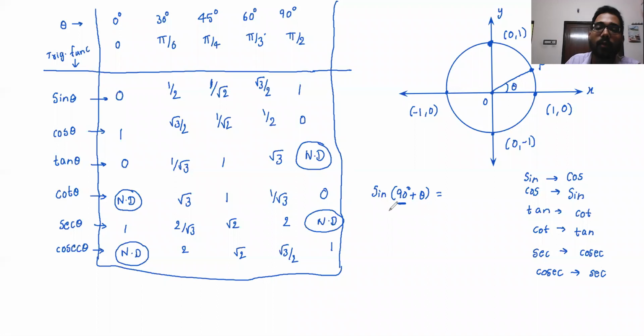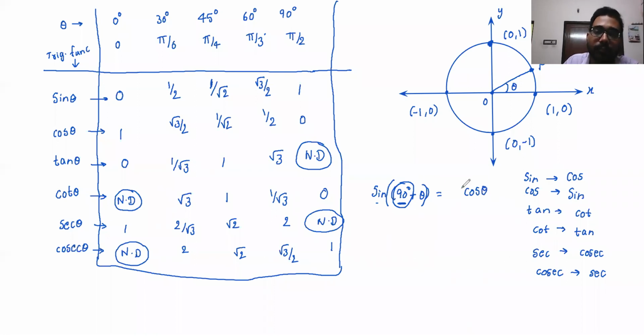So whenever you have an odd multiple of 90, this will decide whether we should change the function or not. This will decide whether we should change sine to cos or not, right? Here an odd multiple of 90 is there, which means we have to change the function. So sine will change to cos. Immediately write cos theta. Even if plus theta or minus theta is there, it doesn't matter. Just write cos theta.